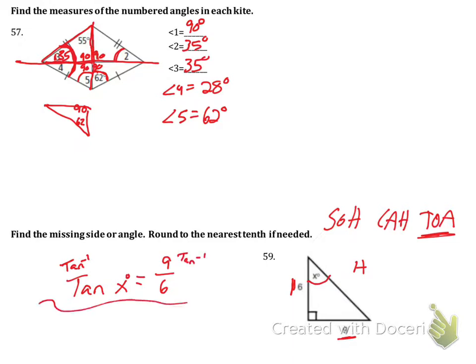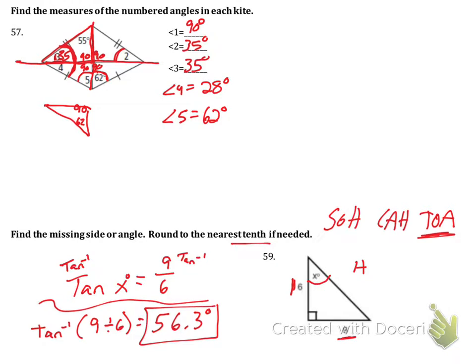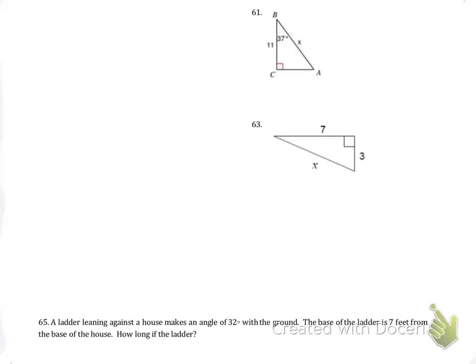So I'll type into my calculator like this: tan -1, and then parentheses, 9 divided by 6, and then close my parentheses, and I'll get 56.30, so rounding to the nearest tenth is 56.3 degrees. That one was 59. So we go on to 61.